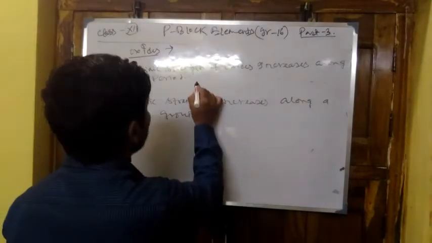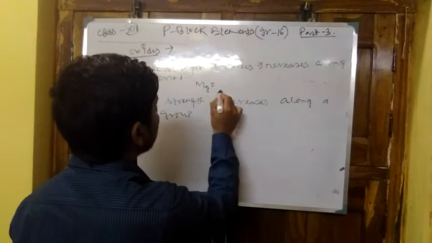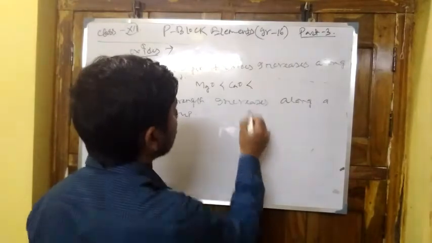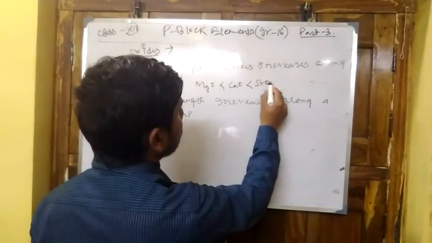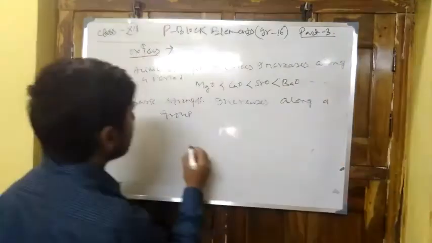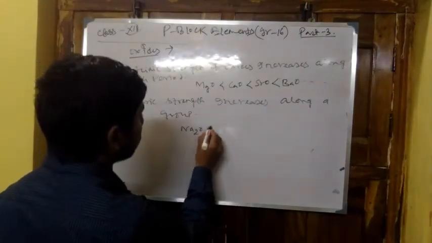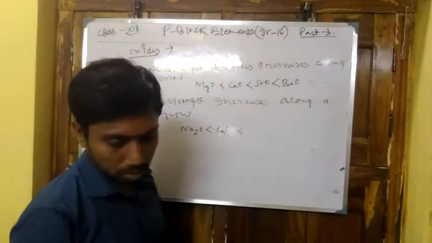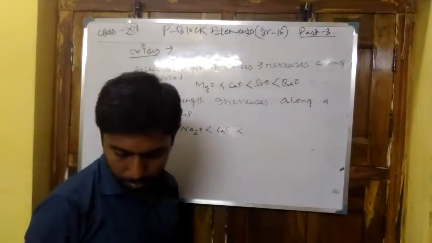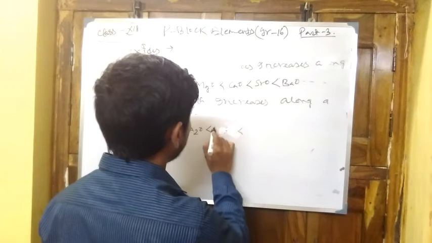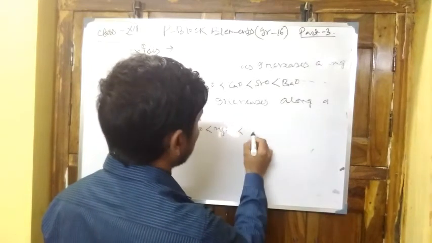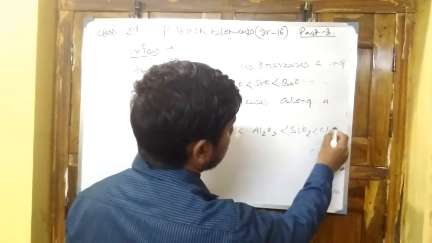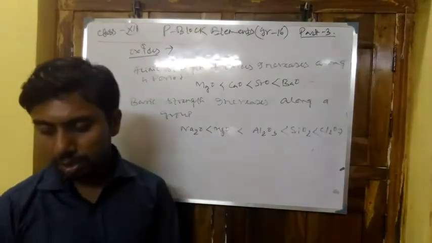From this rule we can easily detect that MgO is greater than CaO in acidic character, with the order magnesium, calcium, strontium, barium. In the same way, Na2O, MgO, Al2O3, SiO2, Cl2O7, etc. So these are the simple rules.